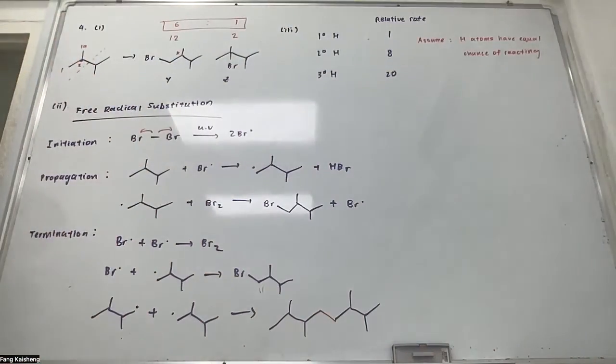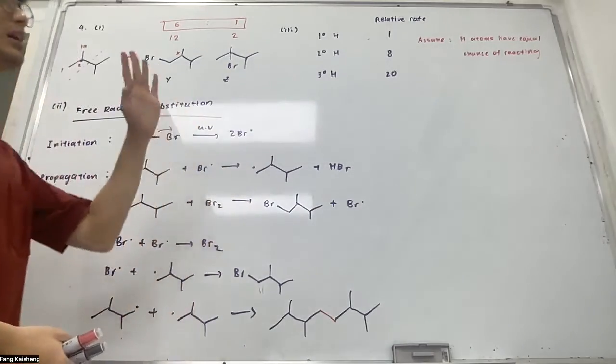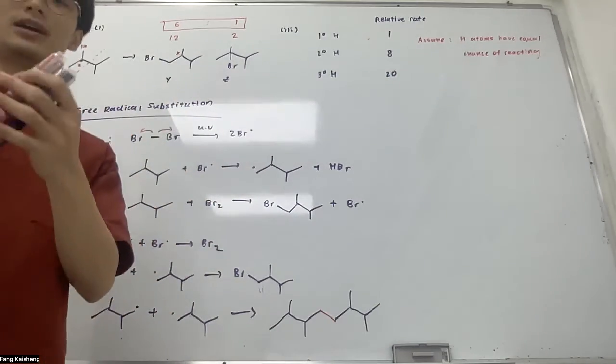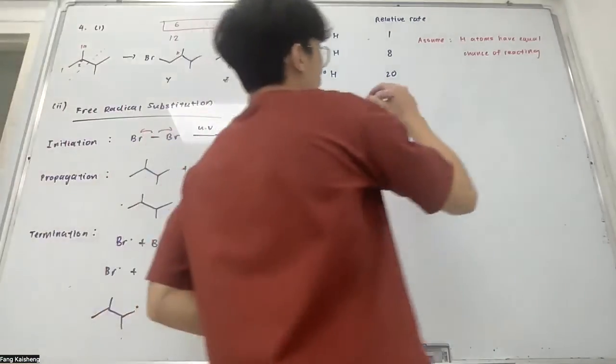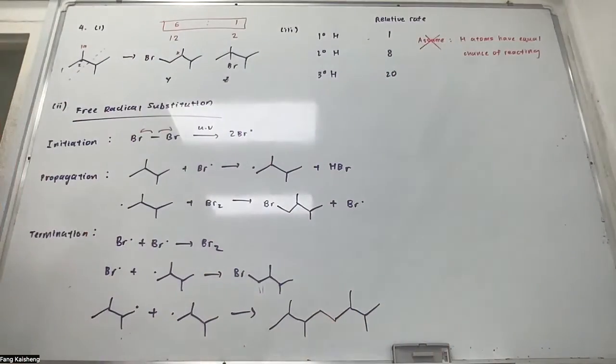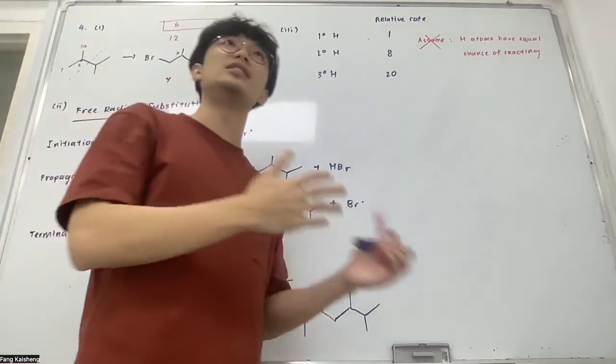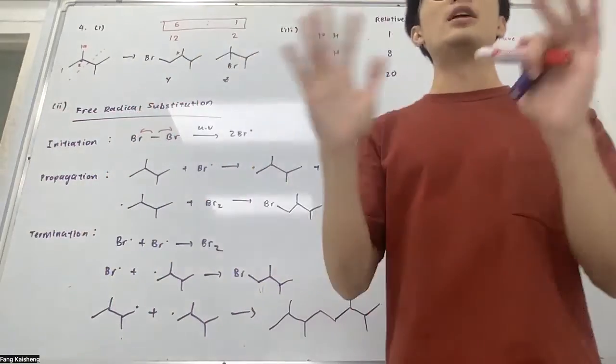So in other words, the first part of this question, part 3, asks us to explain the difference. Why is it that primary is the least reactive, tertiary is the most reactive? As you can see here, our actual ratio doesn't follow this assumption. It is wrong. They don't actually have an equal chance of reacting, right? Now, have we ever learned why different types of hydrogen react differently? Did I teach you guys different rates of hydrogen? No, we never learned that.